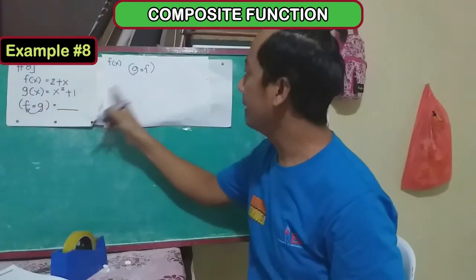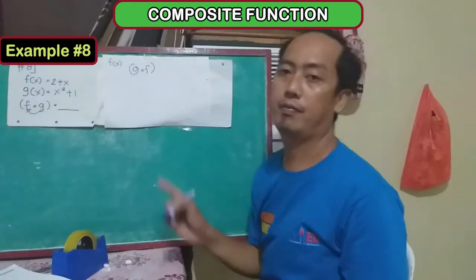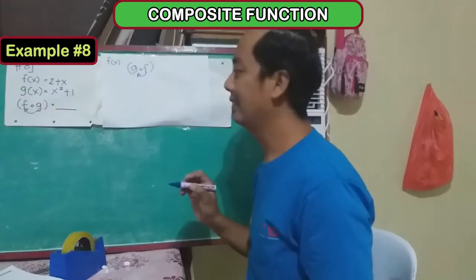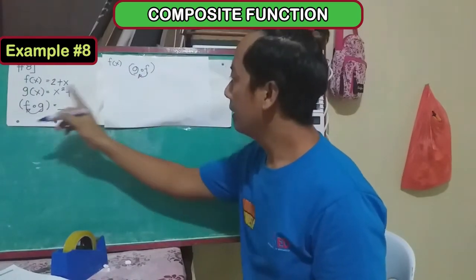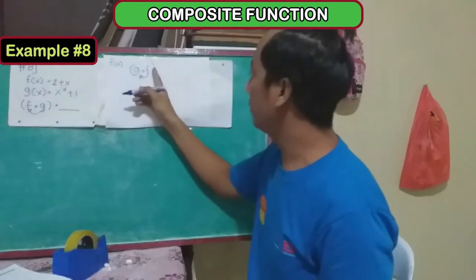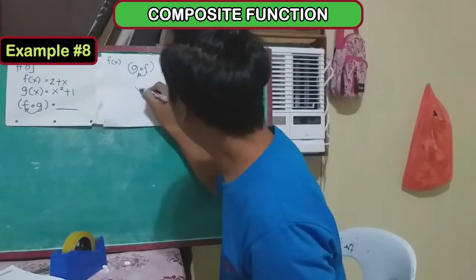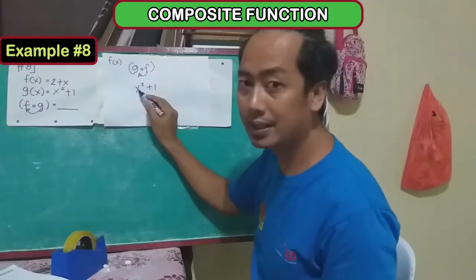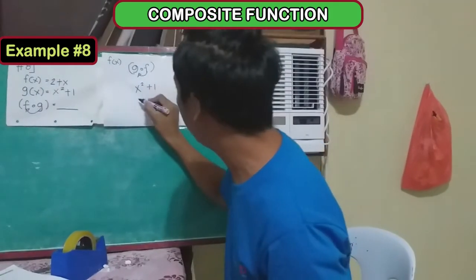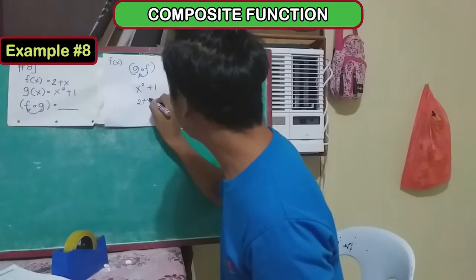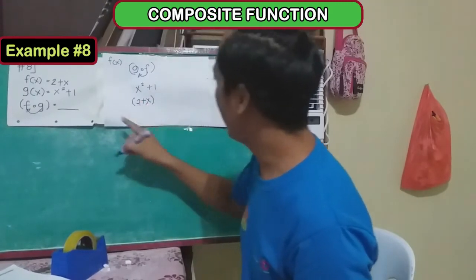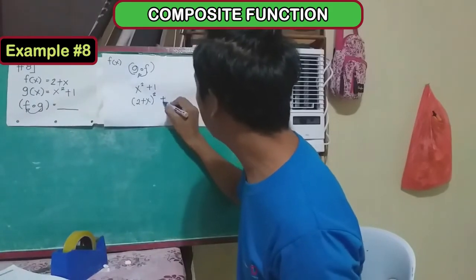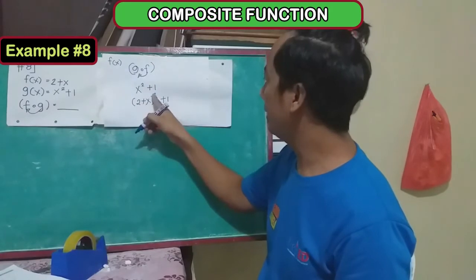Paano kung yun ang hinahanap? Yung f of g magiging g of f. Yung g of f naman ay ipapasok natin sa g. Pag g of f, itong g naman, g ang ipapasok natin yung f. So, ang g, x squared plus 1. Gagawin natin itong yung x na gagawin natin f. So, f is 2 plus x. Yan yung f. Pero squared siya. So, squared plus 1.